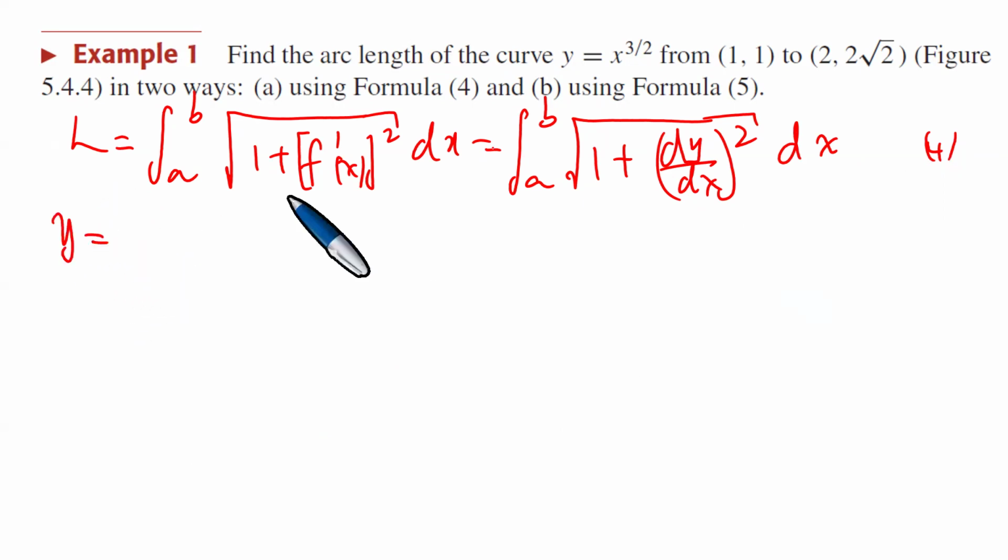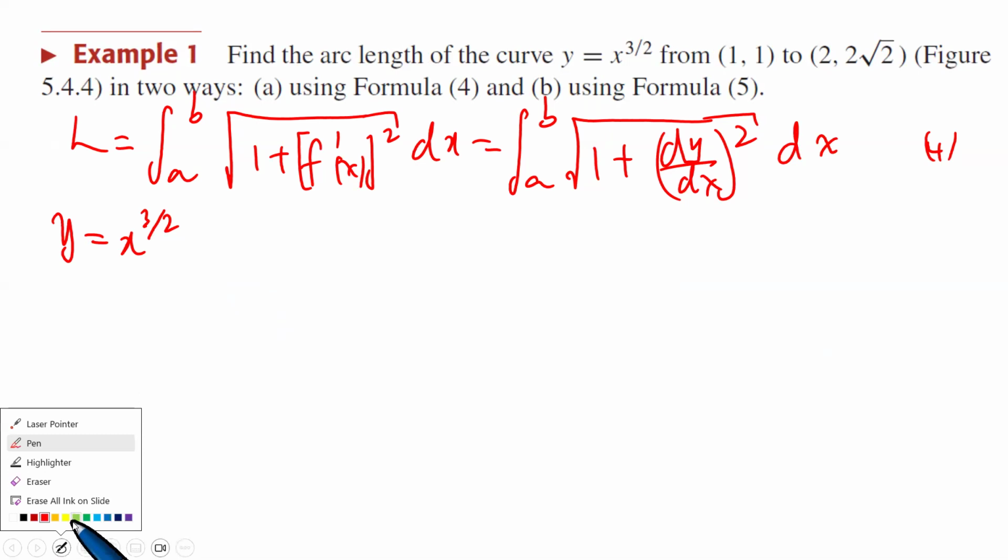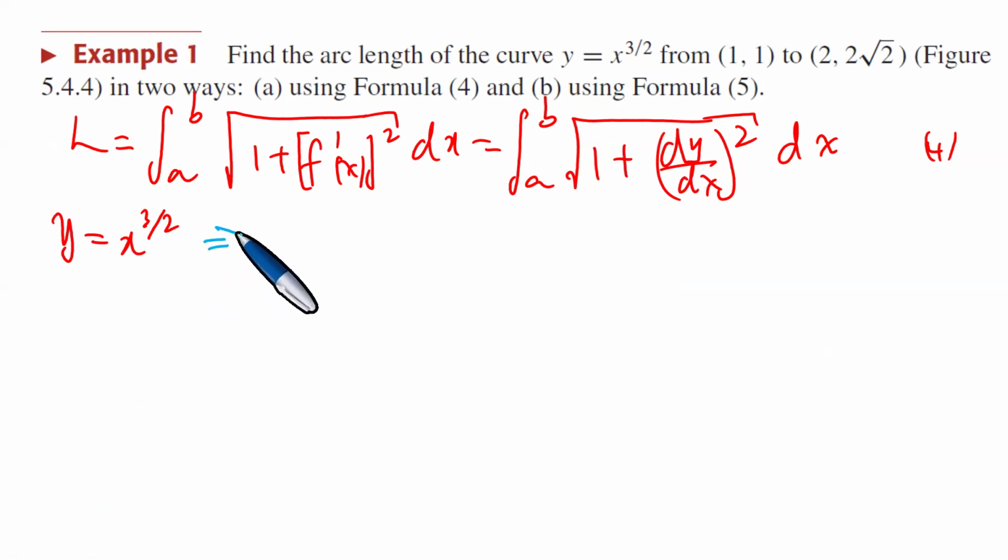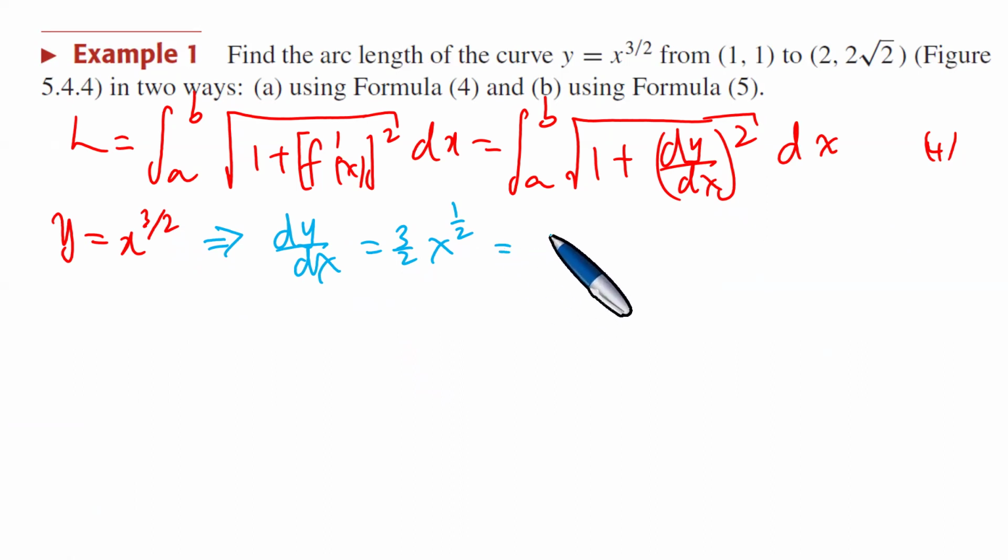Simultaneously, we know that at this point our y is equal to x to the power 3 over 2. Let us find the derivative of this. The derivative dy dx is 3 over 2 x to the power, 3 over 2 minus 1, which gives 1/2. That gives us dy dx using formula 4, which can also be written as 3 over 2 times the square root of x.